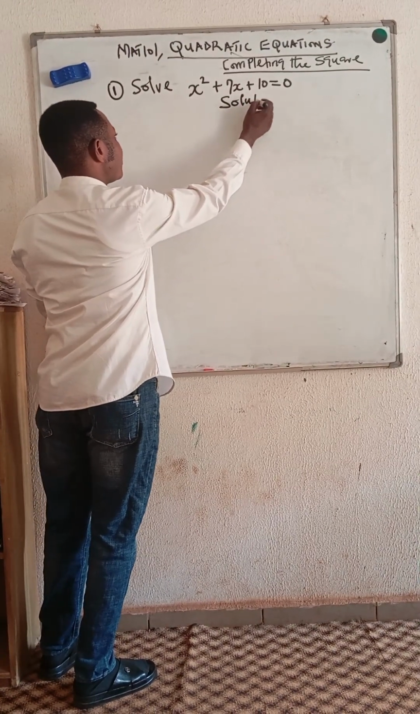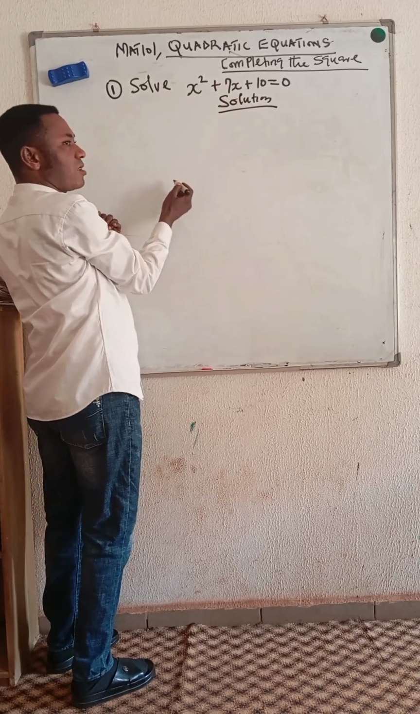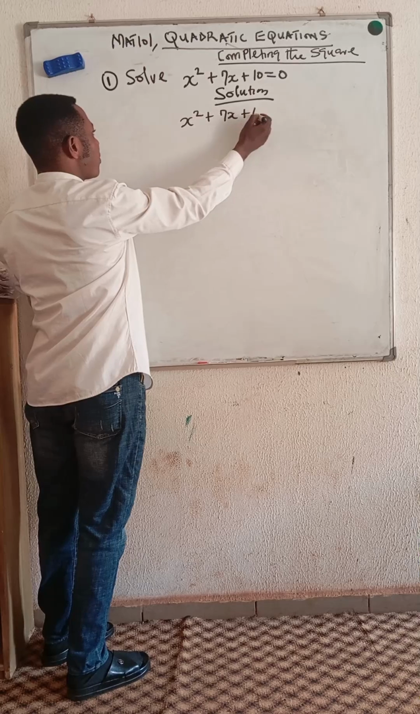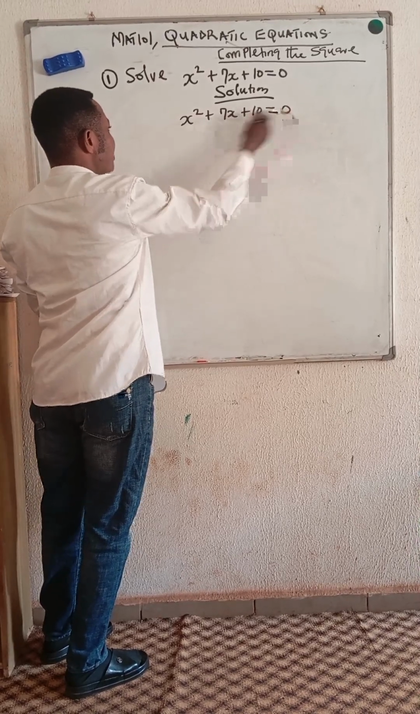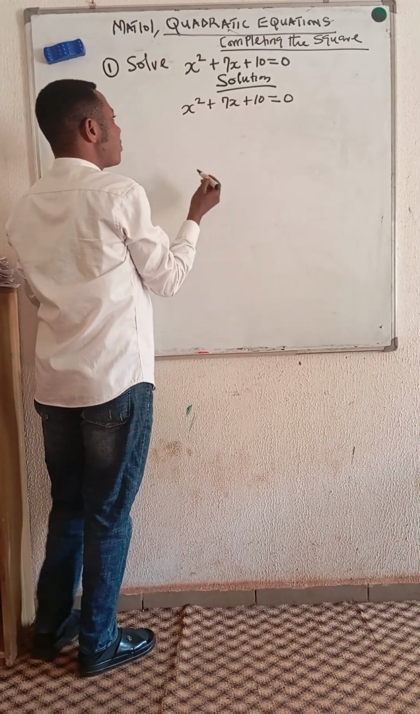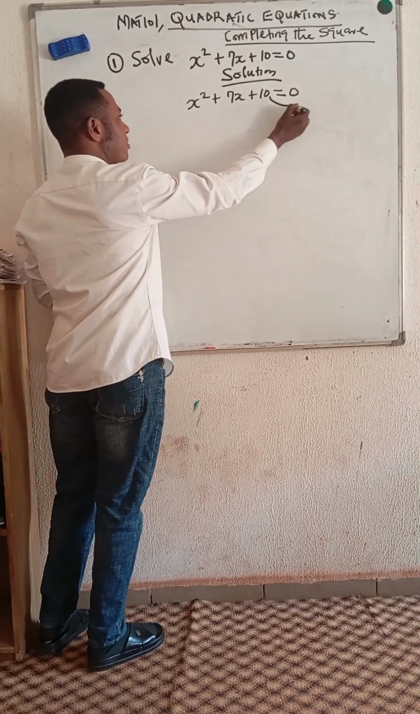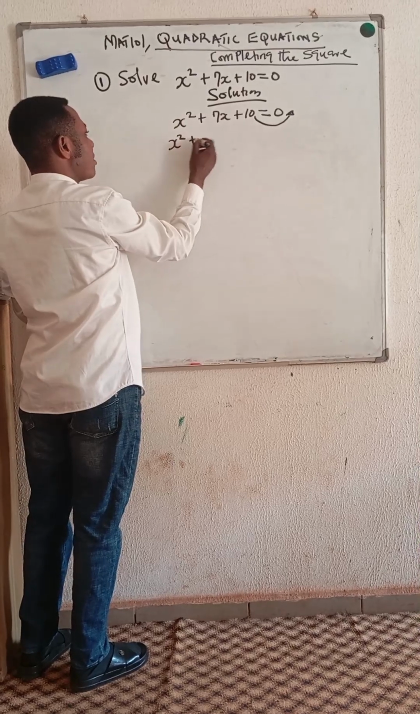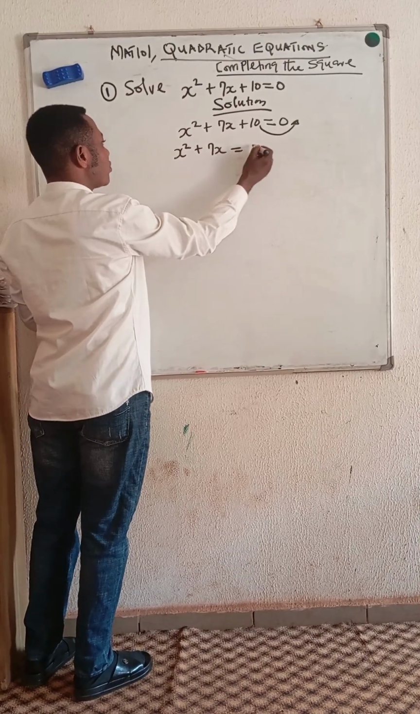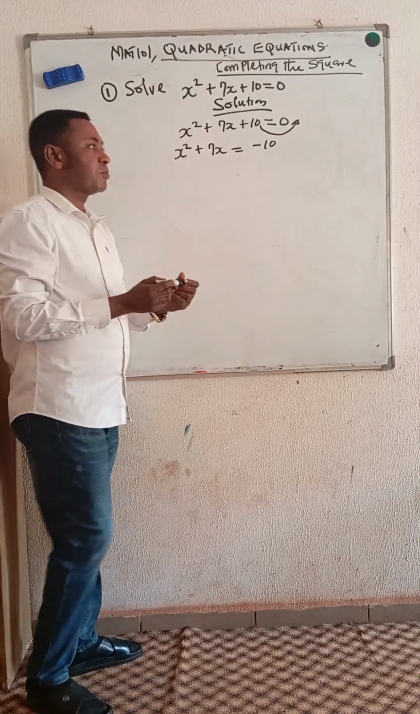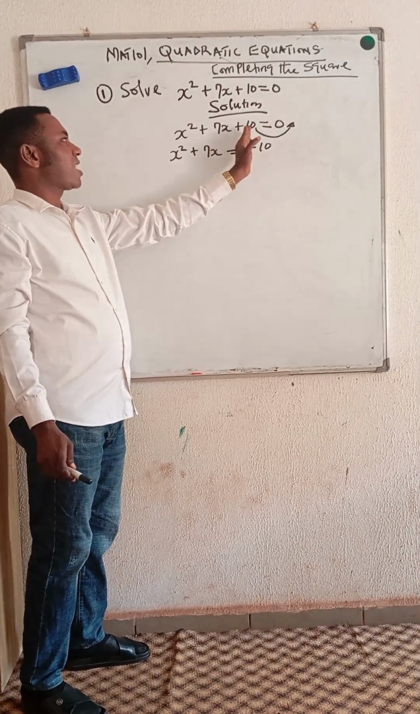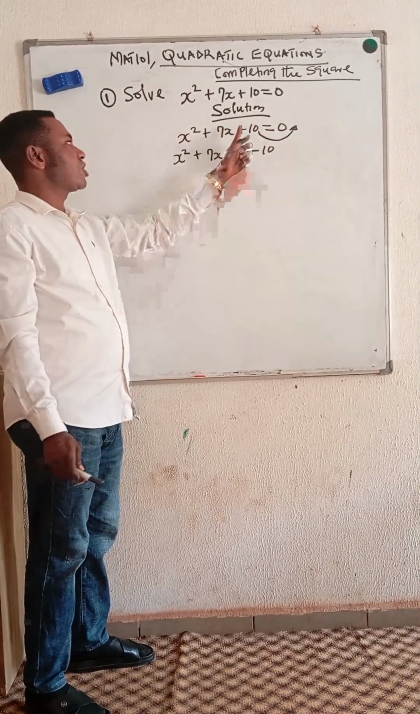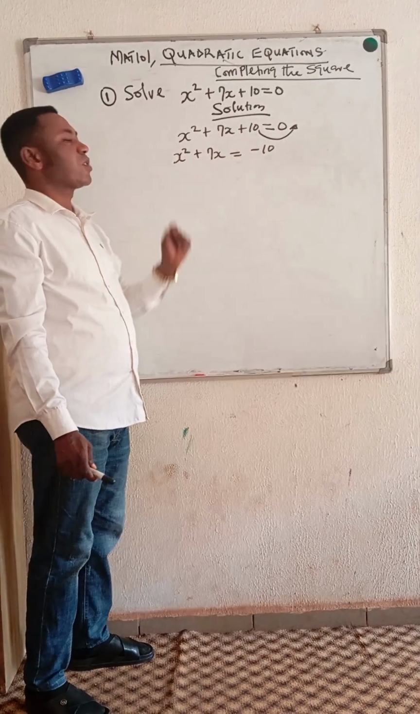We'll write the solution. Now let us copy this question: x squared plus 7x plus 10 is equal to 0. This is a quadratic equation. The first thing we need to do is to take this 10 to the right hand side. Therefore, we're going to have x squared plus 7x equal to minus 10. Look at what I've done. This 10, before it was at the left hand side, is now taken to the right, and as such, the sign changes from plus to negative. That's why we have minus 10 there.